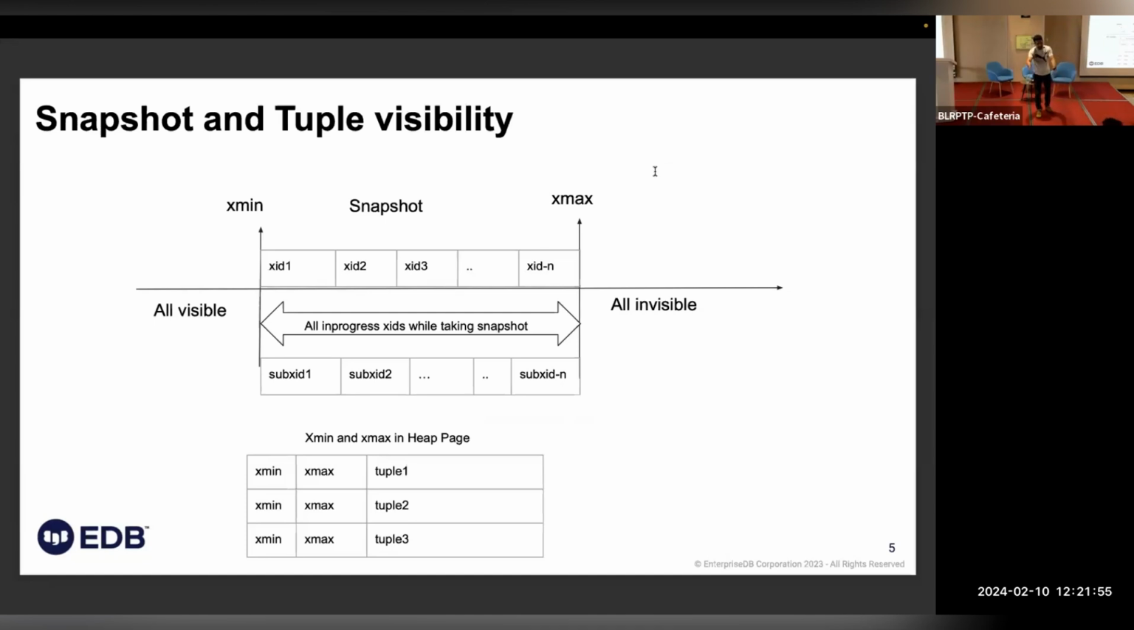And each tuple in the pages contains those XIDs. From those, I'll pick the XID and match it against the snapshot to find out whether I need to see that tuple or not. That is just the concept of a snapshot. Anything else?